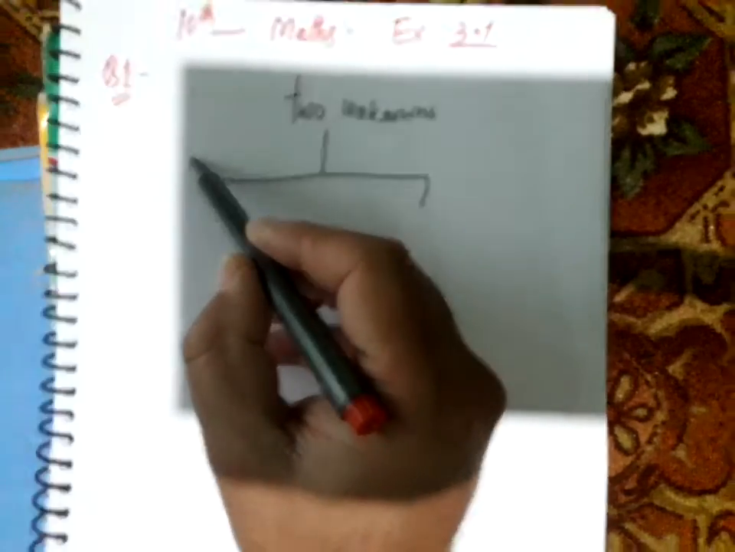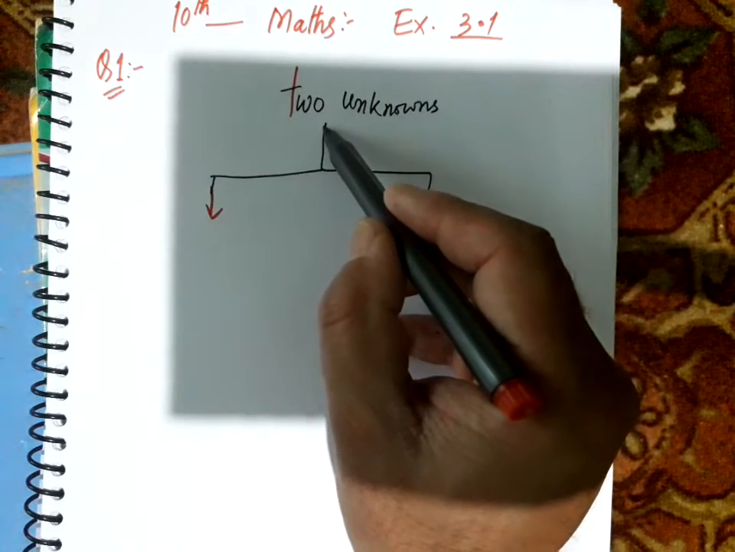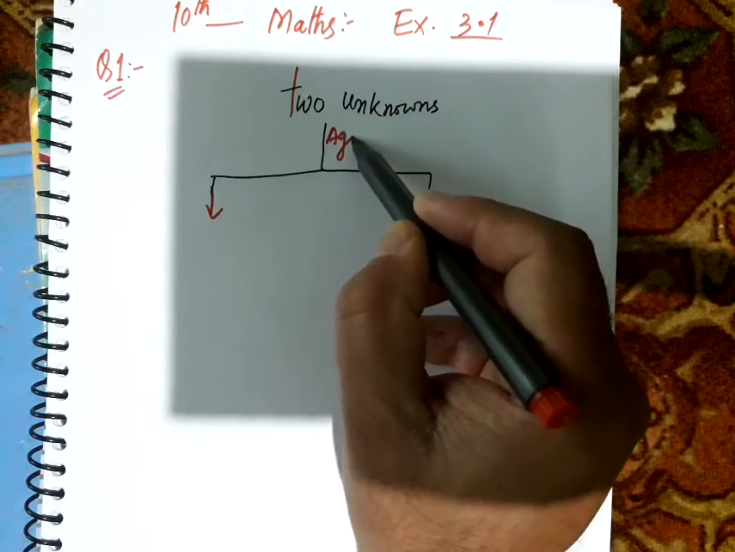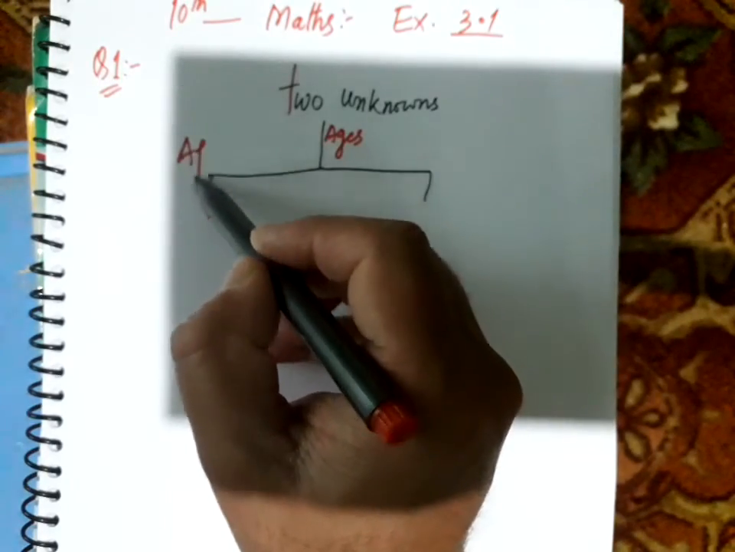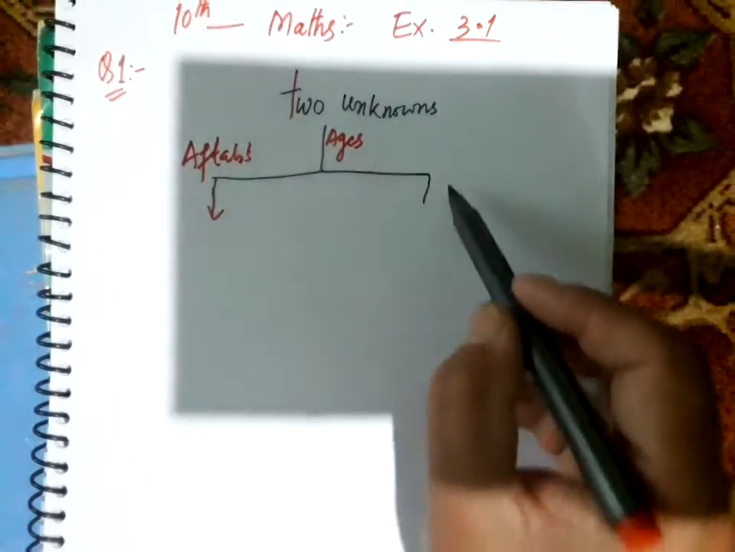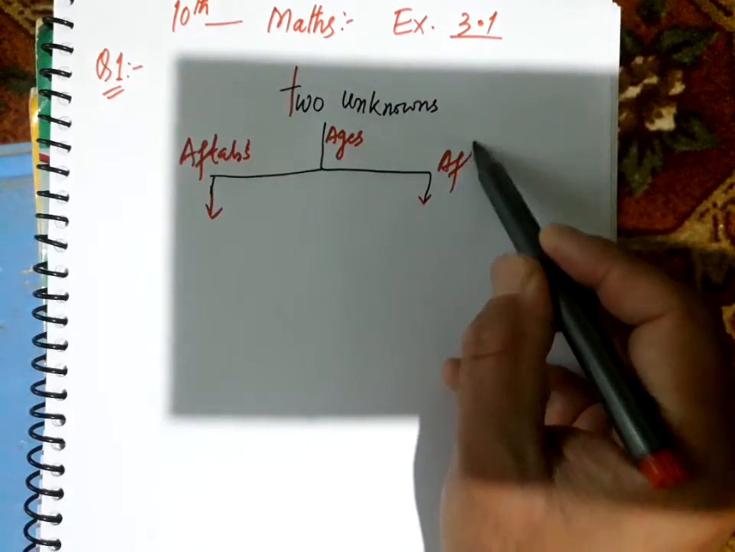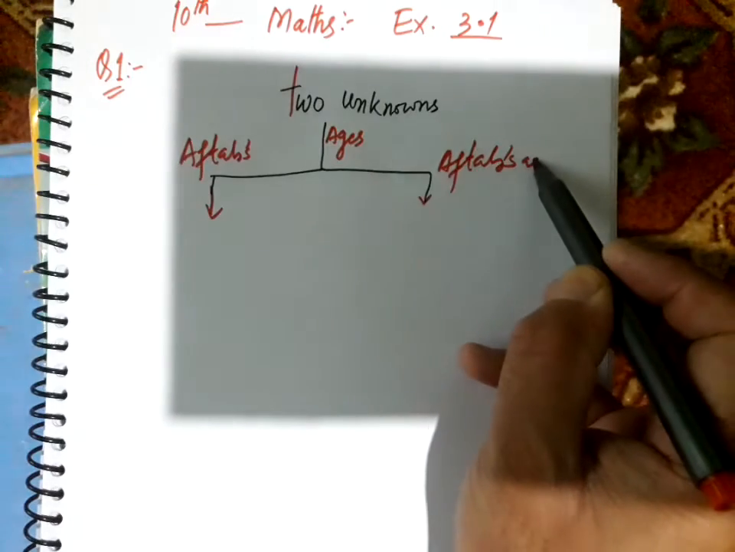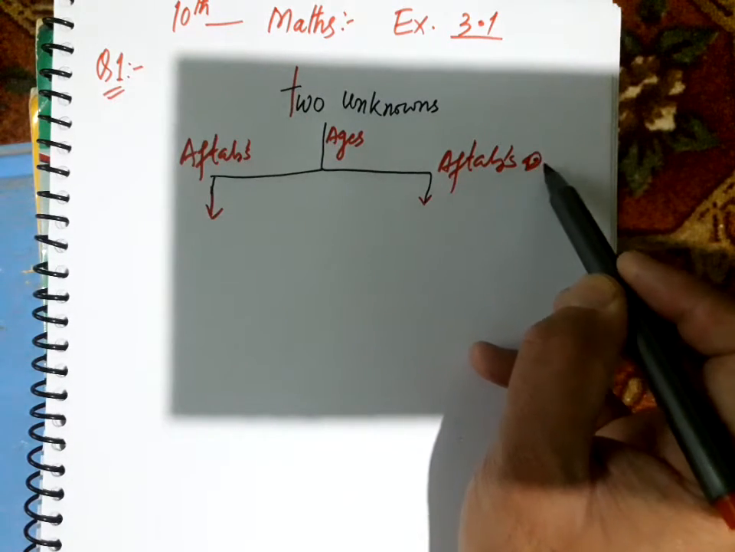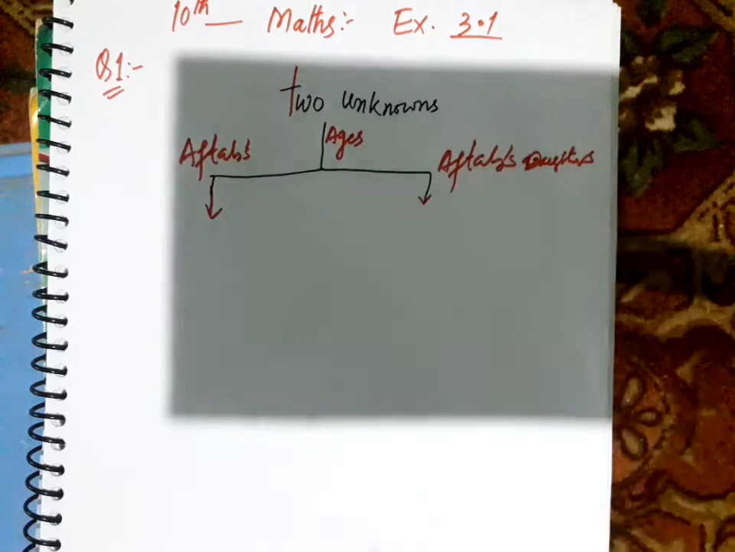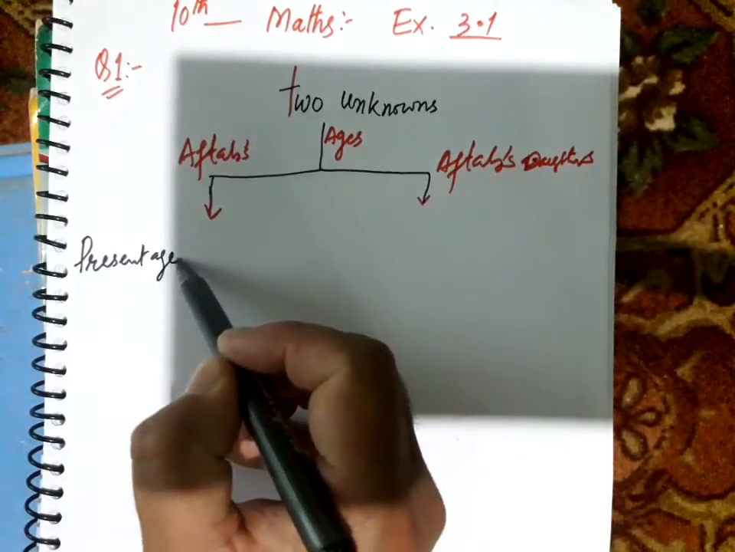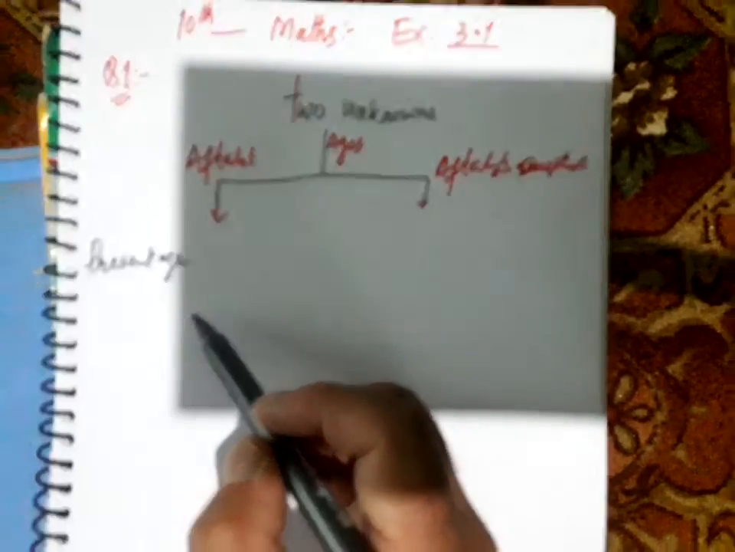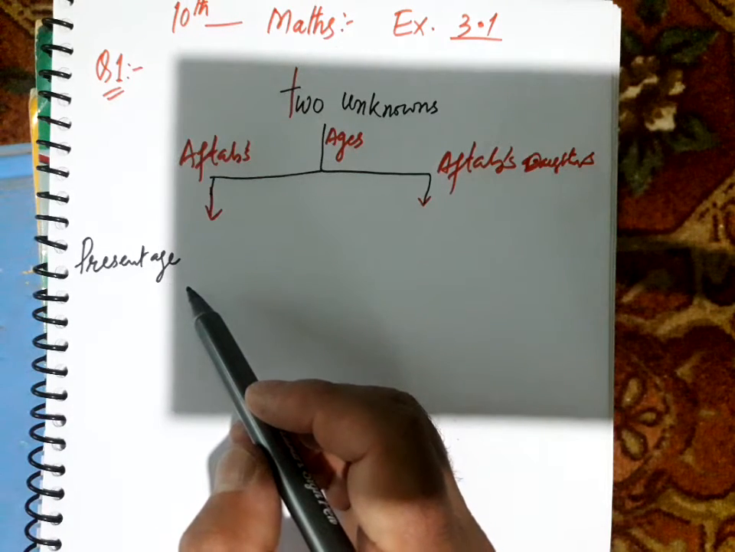So here we will write that the unknowns are ages: one is Aftab's, and one is his daughter's. So we have two unknowns. The present ages are unknown for us.